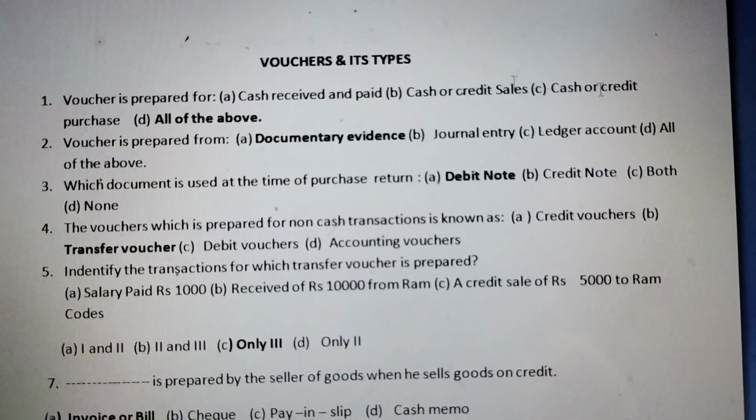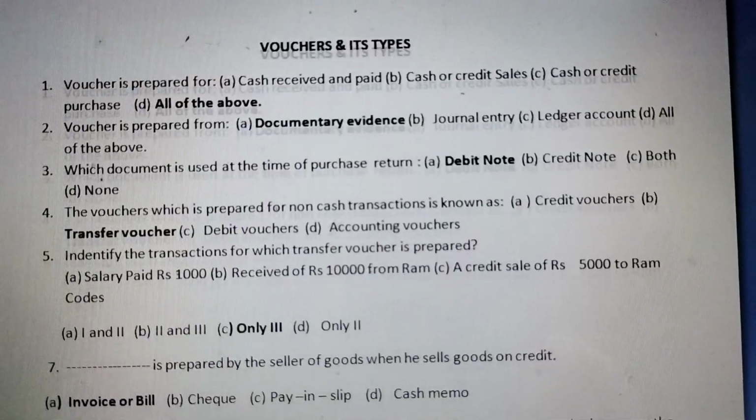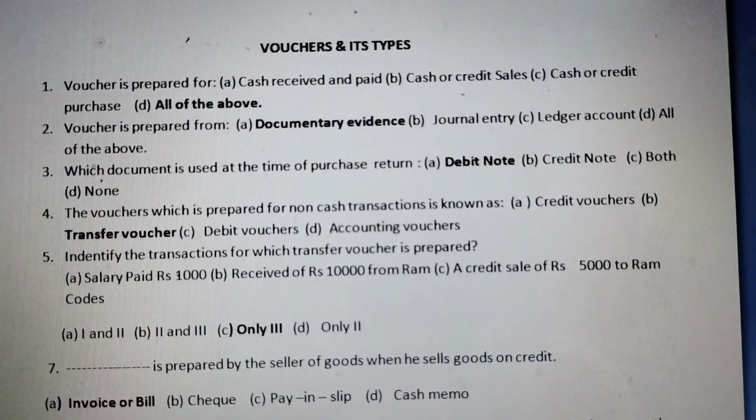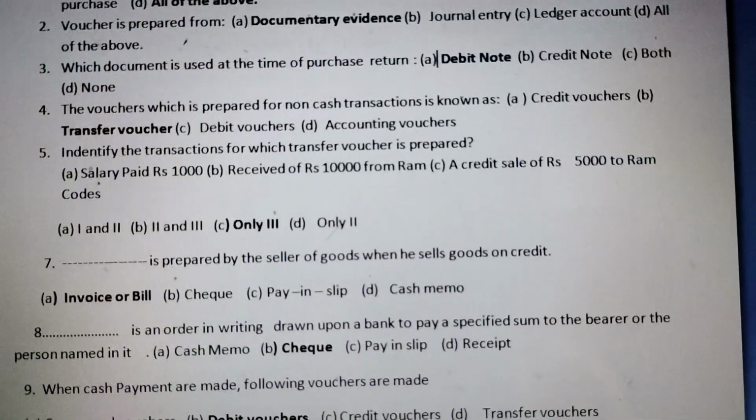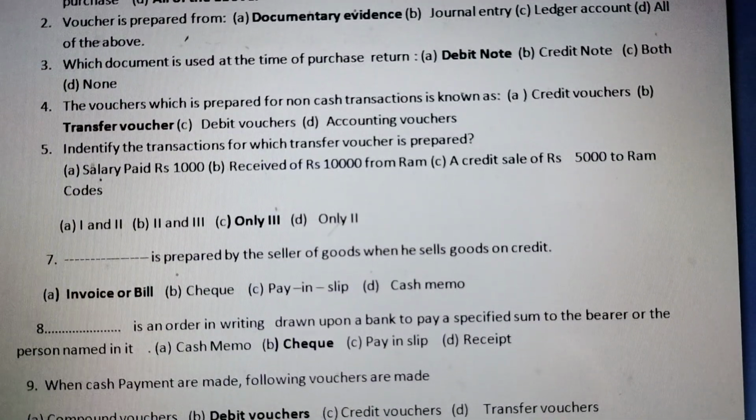Let's move ahead. If you see question number 7: dash is prepared by the seller of goods when he sells goods on credit. Definitely, when he sells goods on credit, you will prepare a document which is known as an invoice or bill. It's not a check, it is related to the bank. Pay in slip is also related to the bank. Cash memo is issued when you sell goods for cash.